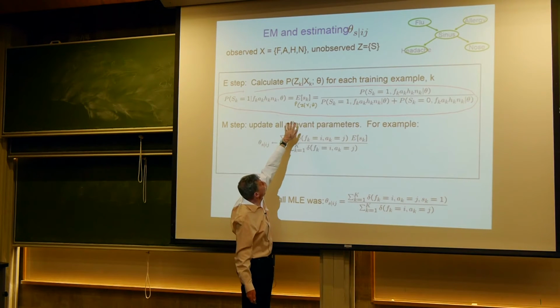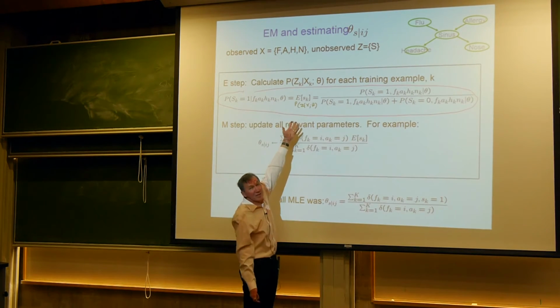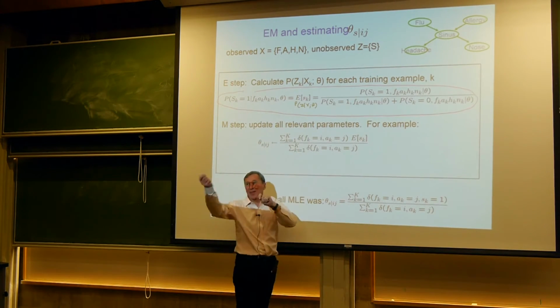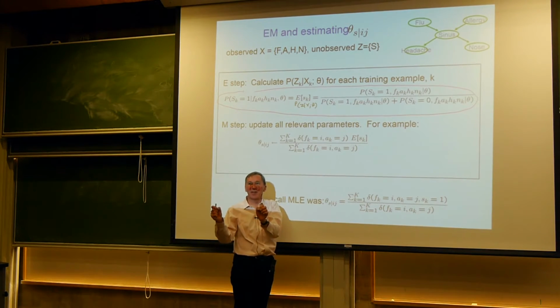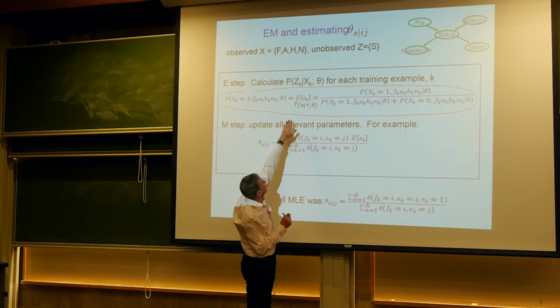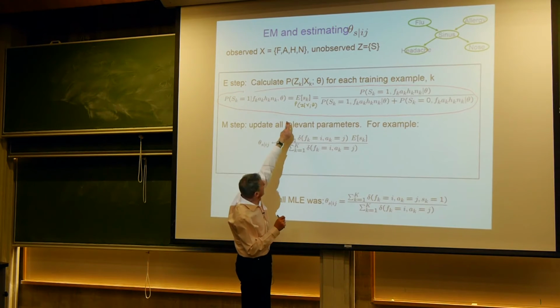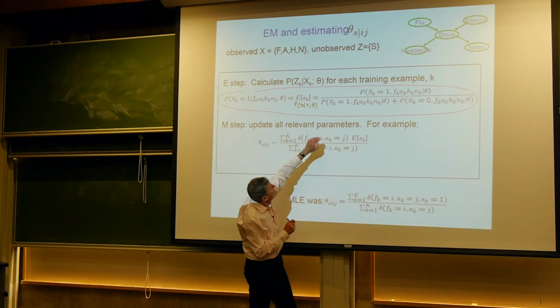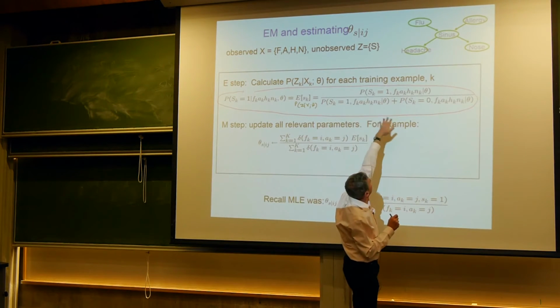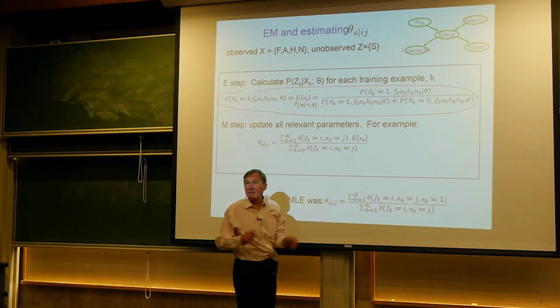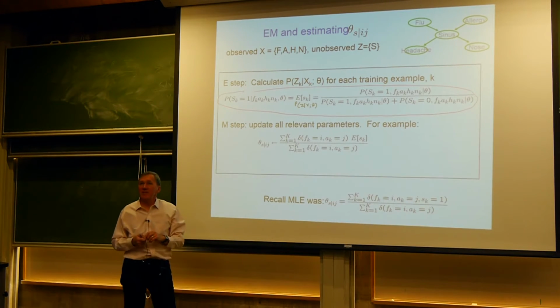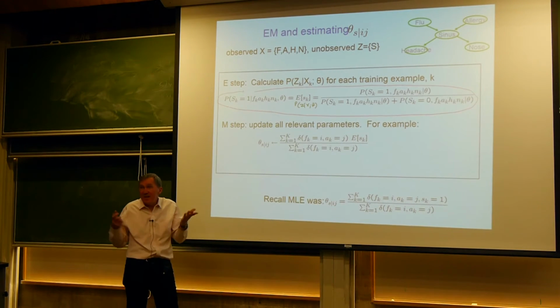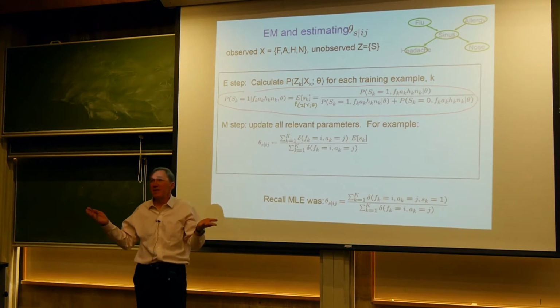That's also the expected value of S itself. It's the probability that S will be 1 times 1 plus the probability that S will be 0 times 0. So it's just the probability that S will be 1. So it's the expected value of S taken over this distribution. And that's just as we said before. It's the ratio of those joint assignments, right? So that's the E step. That's all you do. It's actually very simple.